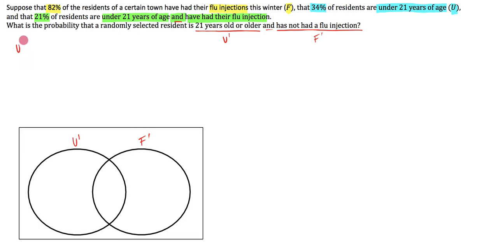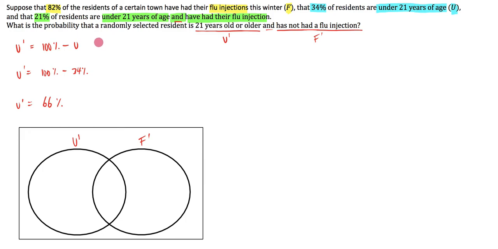So let's now find out what U dash is going to be. Well, we'll deal with 100%, instead of just dealing with 1. U dash is going to be equal to 100% minus U, and we know that U in this case is 34%. So 34% of the residents are under 21. That simply means that 100% minus 34%, which is 66%, are going to be over 21. So hopefully that makes sense.